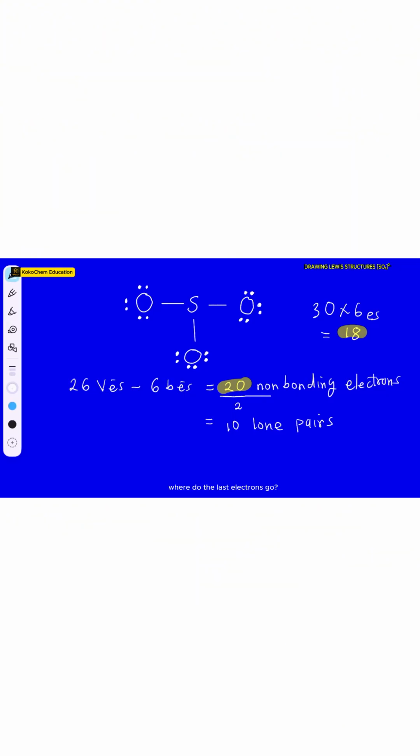Where do the last electrons go? They go on sulfur. So add the 1 lone pair onto the sulfur. And now let's count again and see if each of the atoms is happy. Let's start with the oxygen. Remember, oxygen needed 8 electrons to be happy. We have 2, 4, 6, 8. Oxygen has 8 electrons, so oxygen is happy. Let's move on to sulfur. We have 2, 4, 6, 8. Sulfur has 8 electrons. That means sulfur is also happy.